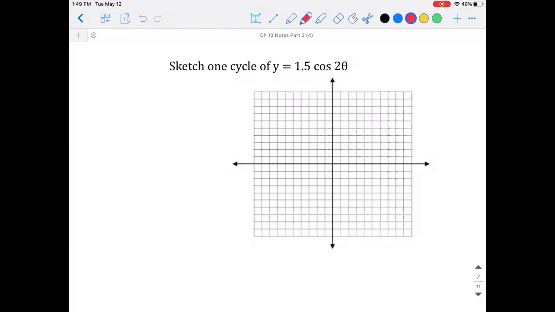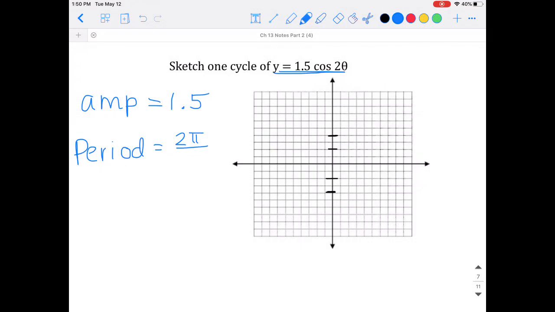Sketch one cycle of y equals 1.5 cosine of 2 theta. First, looking at this equation, we know that our amplitude is 1.5. That means our maximum point on this graph is going to be at 1.5, and the minimum point is going to be at negative 1.5. The period we can find by doing 2 pi over b. In this equation, our b value is 2. So 2 pi over 2 gives us a period of pi.